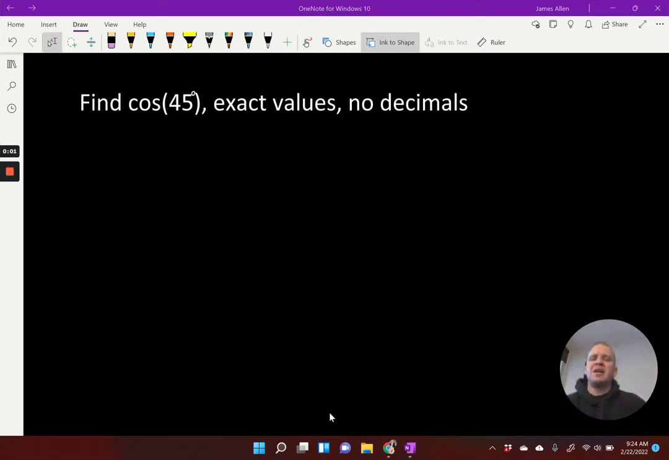All right, now it's time to find cosine of 45 degrees, exact values, no decimals. So you can't even plug this into your calculator and just get a decimal answer, right? It's got to be exact.